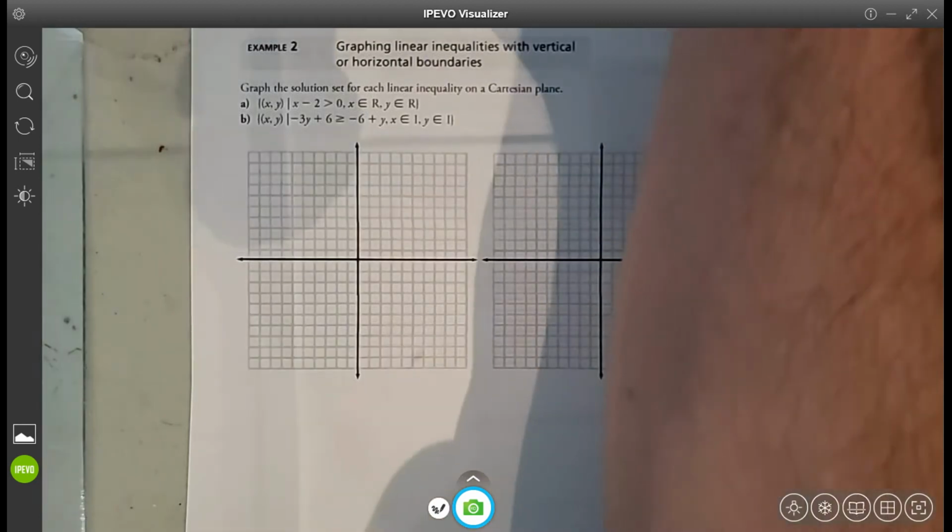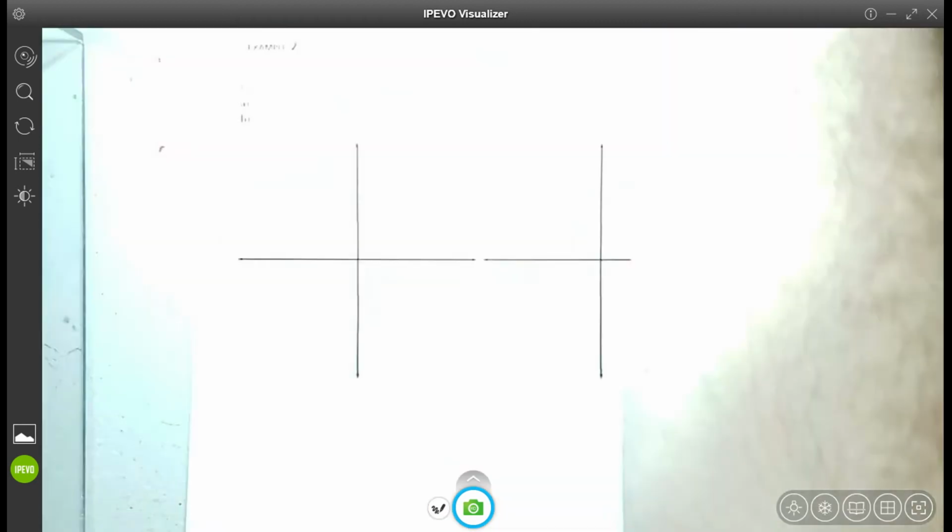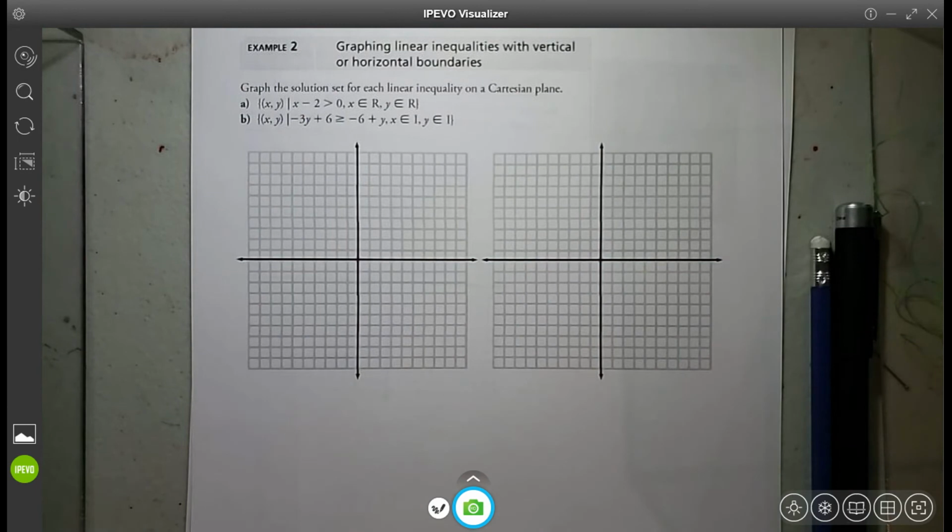All right, we'll take a look at a couple more examples here. We're going to graph each solution set for each linear inequality on a Cartesian plane. That's just an XY axis. In part B, they add another wrinkle that we're going to have to worry about, but we'll get there.